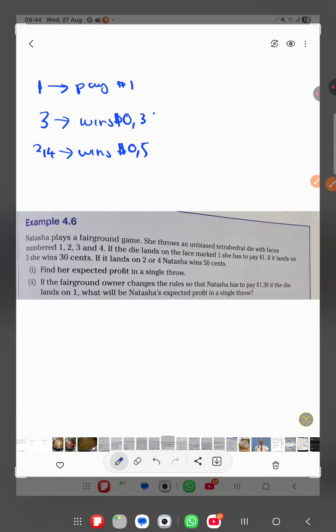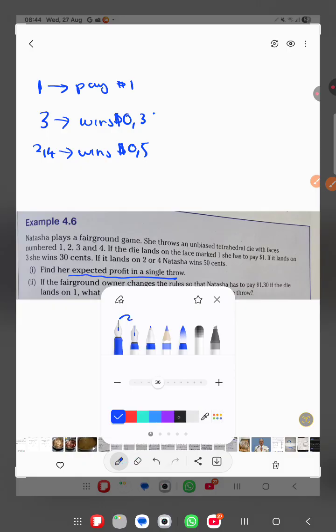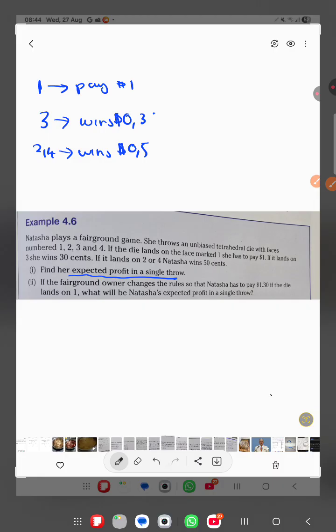Find her expected profit. You cannot find her expected profit without drawing a probability distribution table again. So they want expected profit. So what does X represent? X represents profit. Obviously. So I'm assuming she throws this just once. She throws an unbiased die. Depending where it lands, that's what she gets. So she has to pay $1 if it lands on 1.